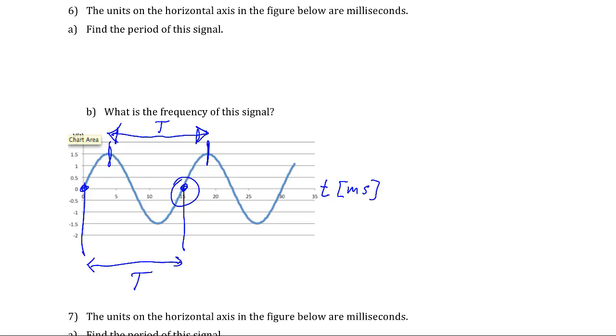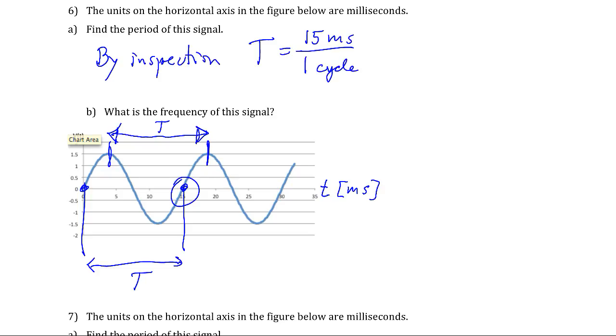And so by inspection, we have the period T. Well, let me write it down as 15 milliseconds per one cycle. And this is going to give us 15 milliseconds for our period. Okay?